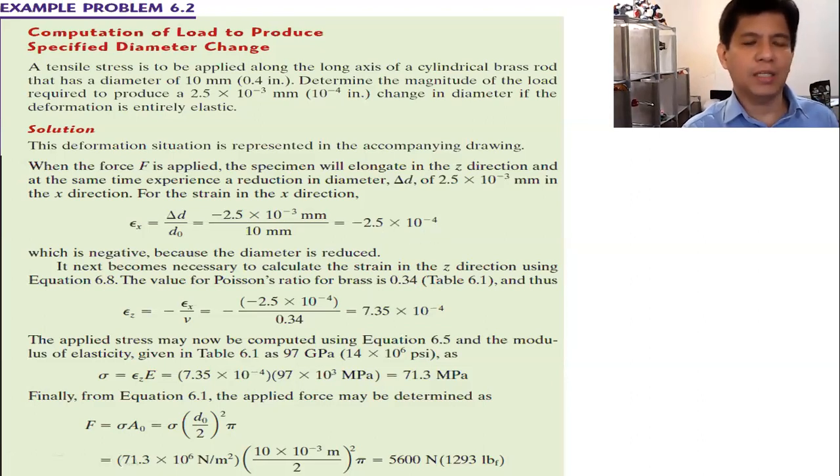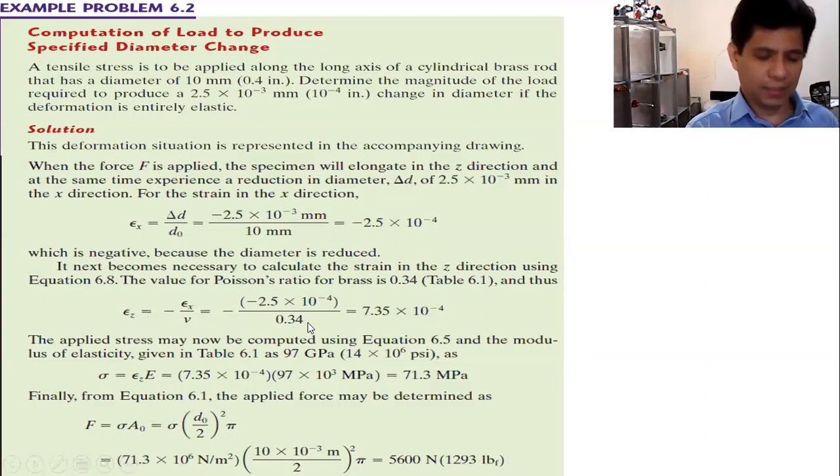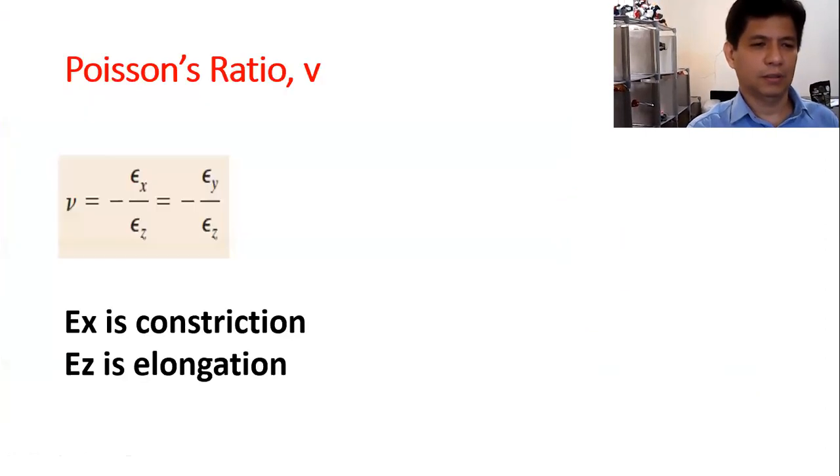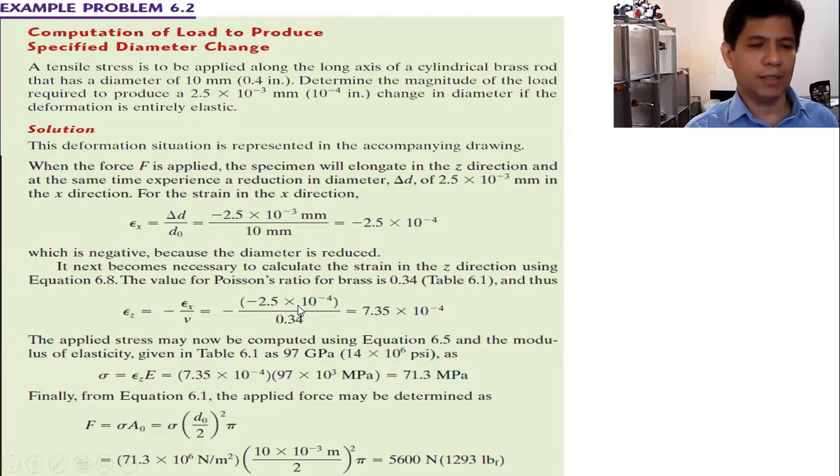As you can see, we will use the concept of Poisson's ratio. Do you still remember your strength of materials? The second equation is the Poisson's ratio definition: nu is equal to negative epsilon x divided by epsilon z. We will calculate epsilon z from 2.5 times 10 to the negative 4, and the Poisson's ratio in the table for brass is 0.34. Let's look at brass in the table; here is its Poisson's ratio, 0.34. Substitute these values and you get epsilon z.